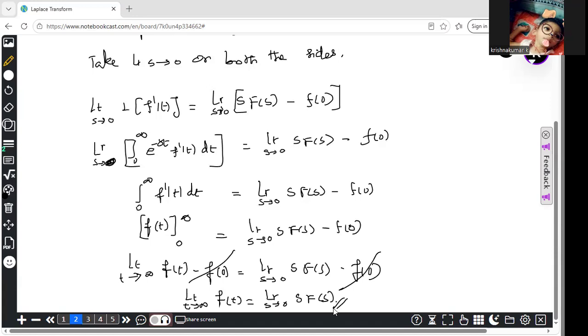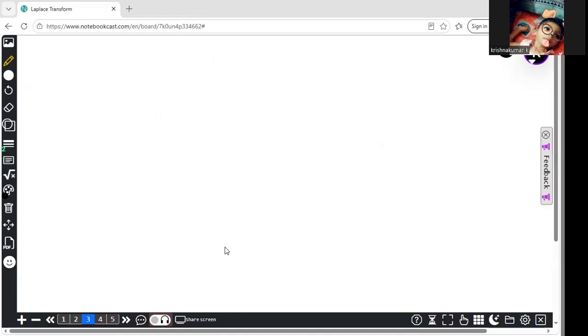Now we are going to discuss problems based on this initial and the final value theorem. Actually, problems are very simple. They will ask that verify the initial and the final value theorem of the given function f of t. Like that only they will ask the question. So you just look at one problem.